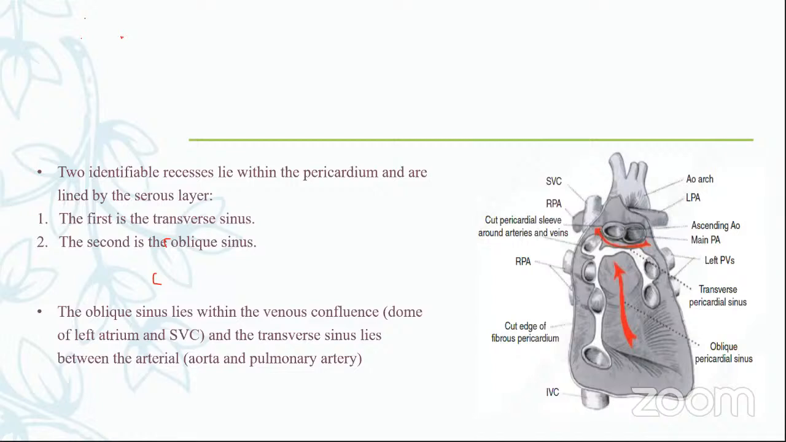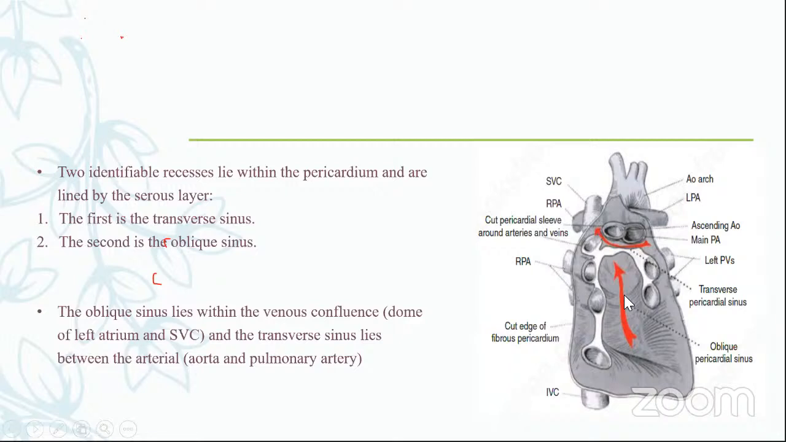So there are two identifiable recesses that lie within the pericardium and are lined by the serous layer. The first one is the transverse sinus. As you can see in the picture, this is the transverse sinus. This sinus is delineated anteriorly by the posterior surface of the aorta and pulmonary trunk, and posteriorly by the anterior surface of the interatrial groove. The second one is the oblique sinus, and this is it.